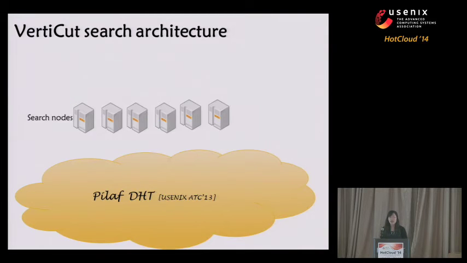Now, let's take a look at our VertiCut search architecture. The DHT we use is called PLAF, which is our previous work at ATC. This PLAF DHT runs on top of Infiniband and provides really fast lookups, for example, 10 microseconds.